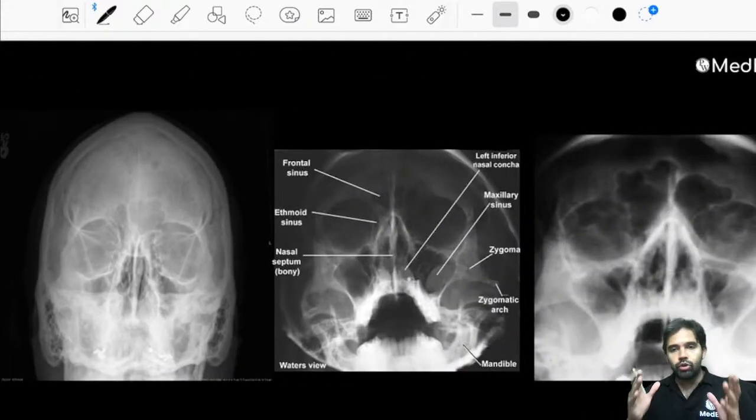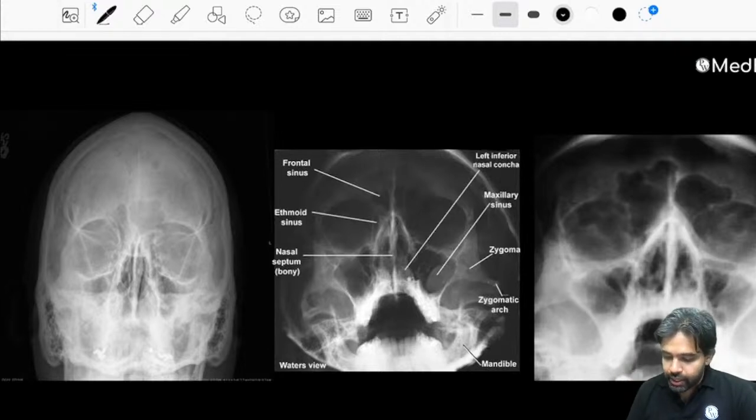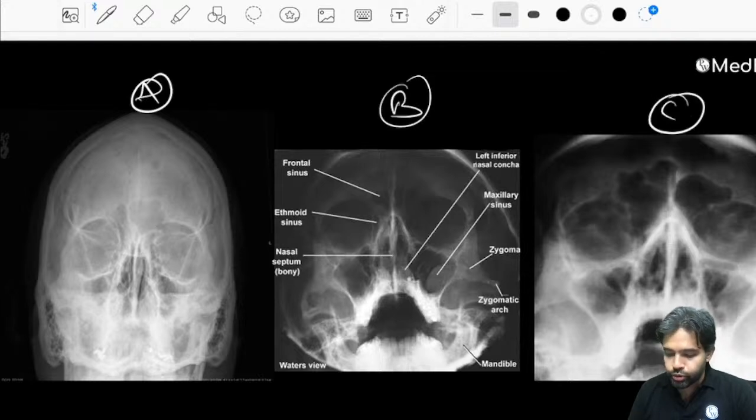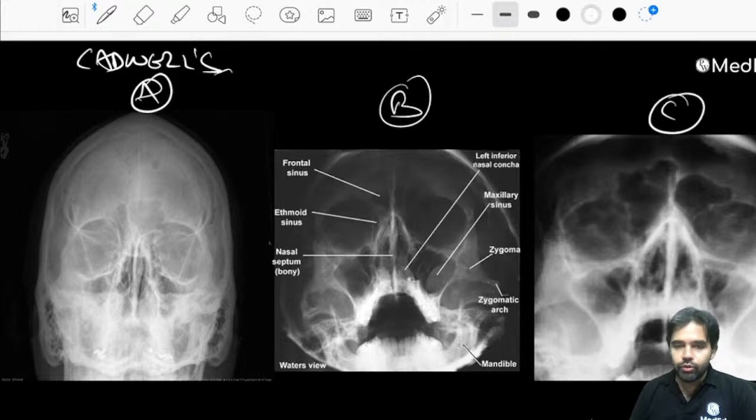These are the three views of the sinuses on X-ray. Okay, so can you tell me what is A, B, and C? Very straightforward. We won't waste too much time over here. I'm sure you know this. Caldwell's view. Caldwell's view was asked in last time's INI-CET. It is a frontal caudal view. You can see the frontal sinuses very nicely over here.